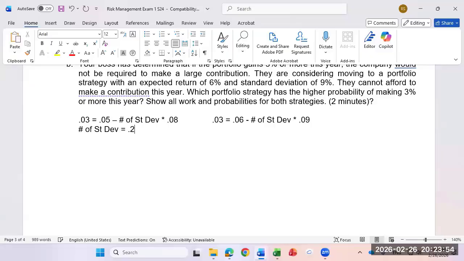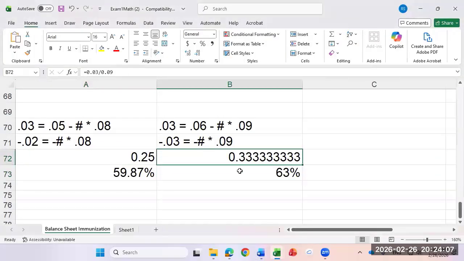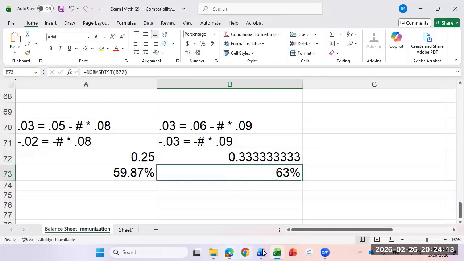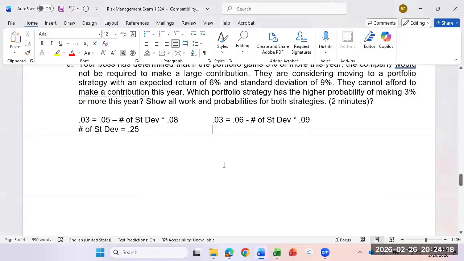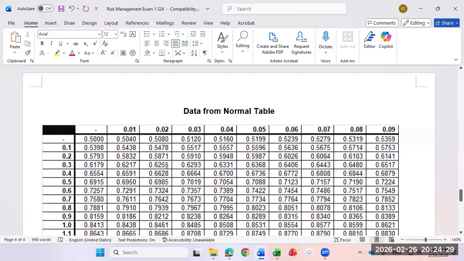So the algebra gives 0.25. And on this one, the same thing. Take the 0.06 over here. You get negative 0.03 equals negative the number times 0.09. So you divide it out and you come up with 0.3333. That's 0.03 divided by 0.09, 0.3333. We can only go to 2 decimals in the table. So 0.33, the probability is 0.6293.